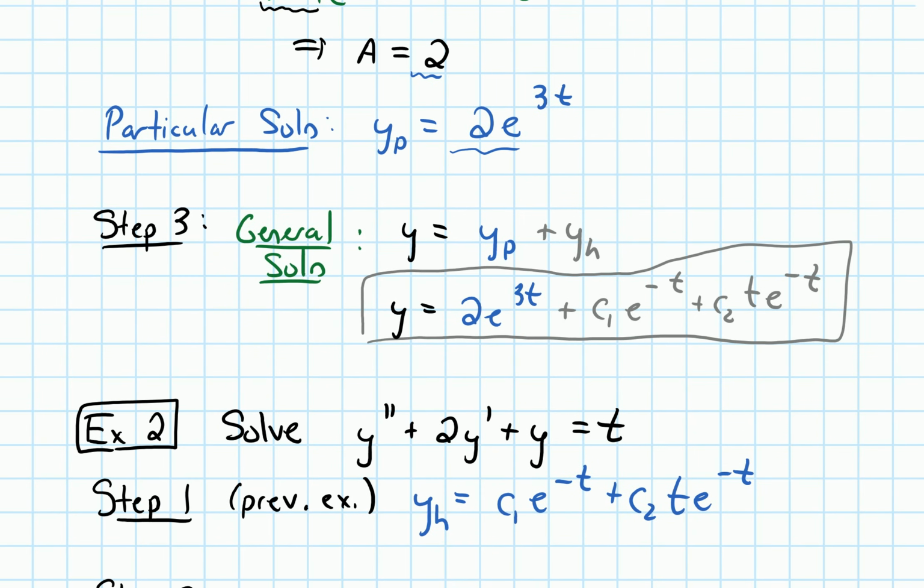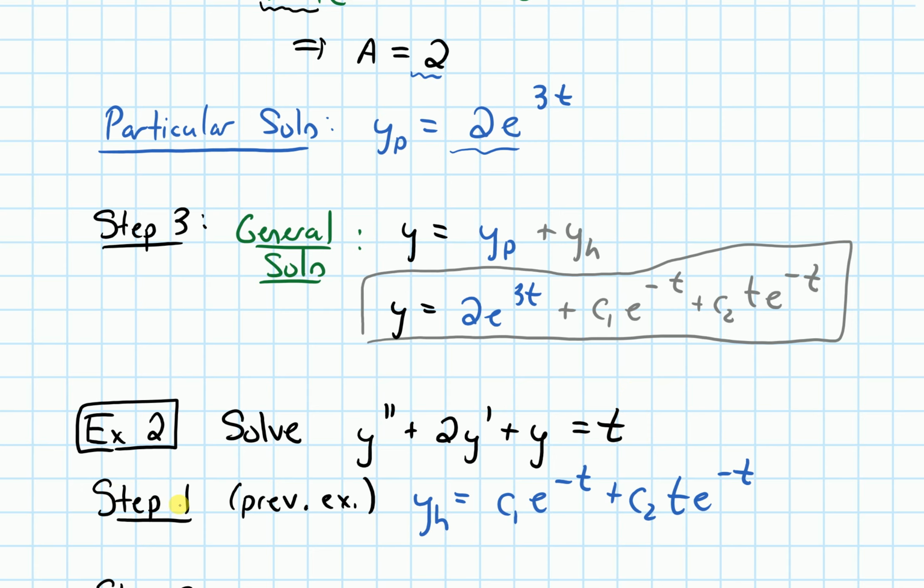Now let's suppose that we want to solve this differential equation. We've got the exact same left-hand side, but the right-hand side is different now. It's t. I have a different type of function. I have a polynomial instead of an exponential function like we had in the last example.